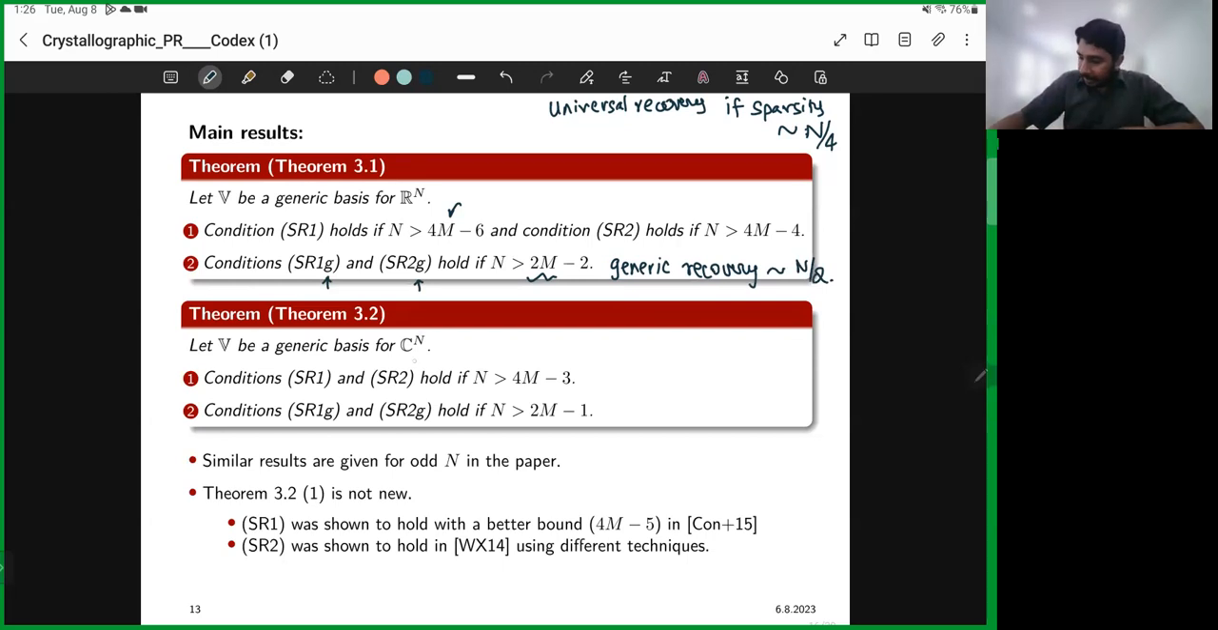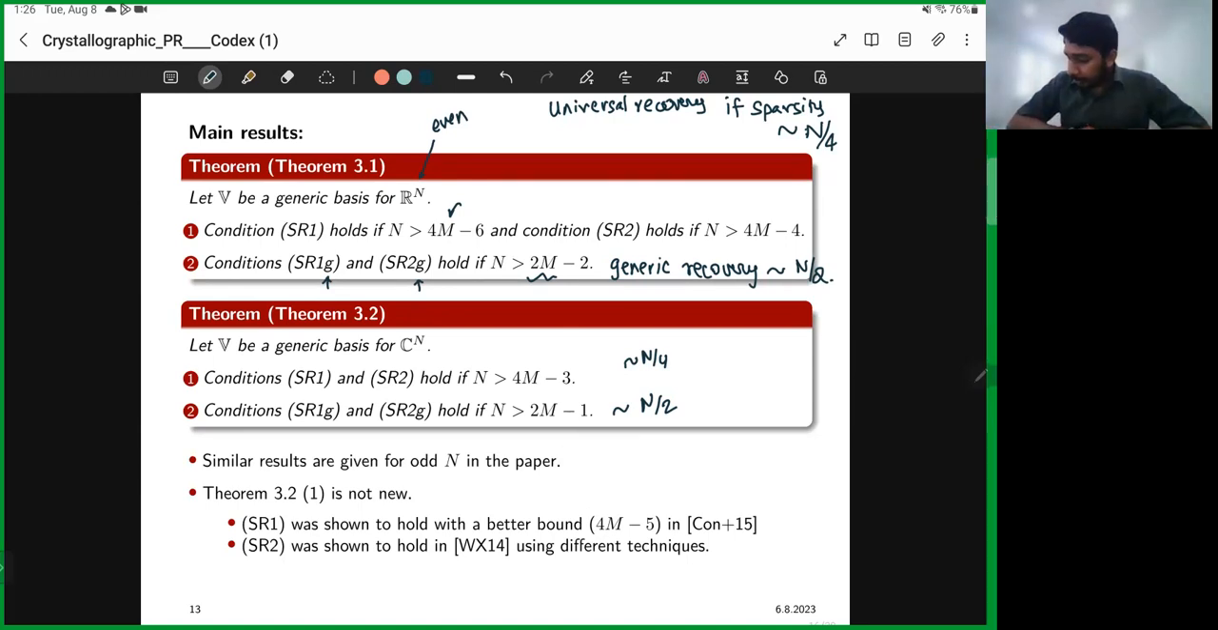And we have analogous results for Cn, for the complex numbers, where SR1 and SR2 hold if, again, the sparsity level is about n over 4, and the sparsity level for generic recovery is about n over 2 again. These numbers assume that n is even, and that's going to be a standing hypothesis for the rest of the talk. We produce the results for odd n in the paper as well. I just didn't present it here to not clutter the slides.